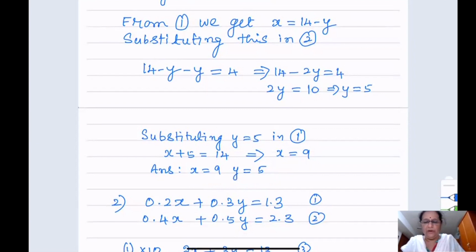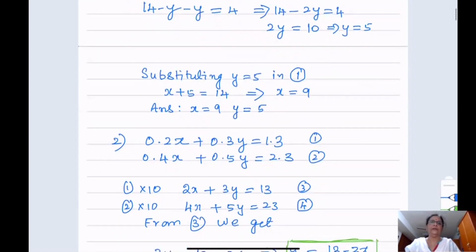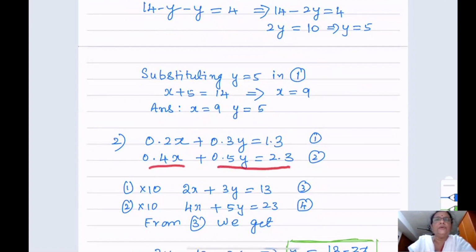Okay. Again, we are going to do one more sum in substitution method. 0.2x plus 0.3y is equal to 1.3, 0.4x plus 0.5y is equal to 2.3. So now first we want to remove the decimal. Because once we remove the decimal, it becomes a whole number, then solving will be easier.